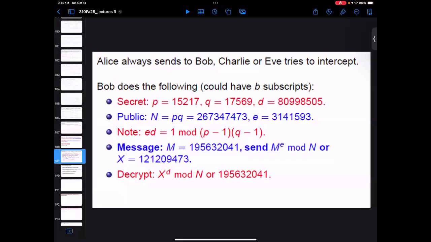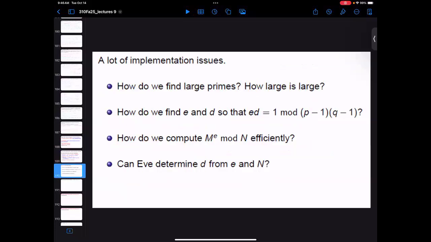I want to talk today a little bit about the issues with execution. There are four main issues. The first is, how do we find large primes and what's large enough, so that I have a reasonable sense of security? The next is, how do we find E and D so that E times D is 1 mod (P minus 1)(Q minus 1)?